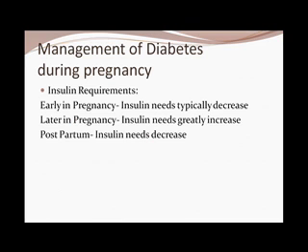So let's consider insulin requirements during pregnancy of a patient who has diabetes mellitus. Early on in pregnancy, insulin needs typically decrease. Later in pregnancy, insulin needs typically greatly increase. They can double or quadruple what they were previously. And postpartum, insulin needs dramatically decrease as the placenta gives way.